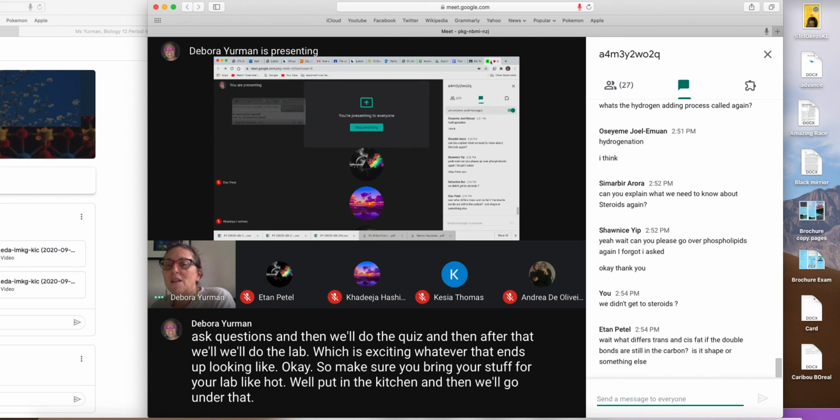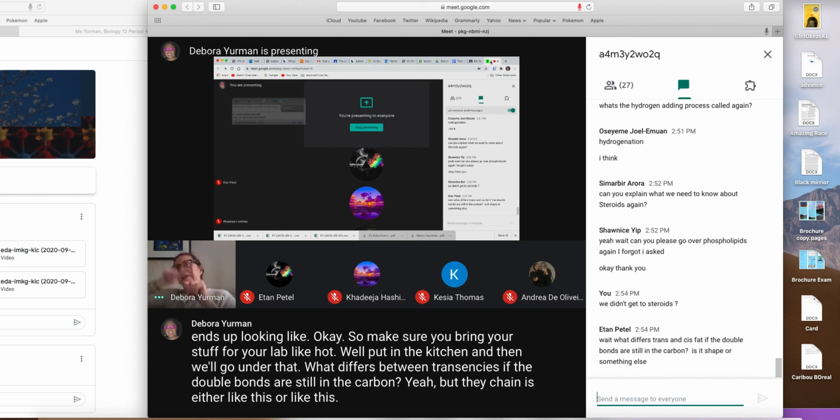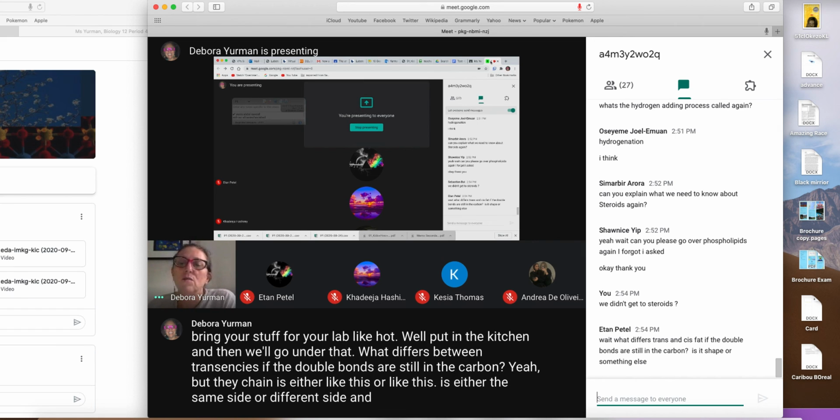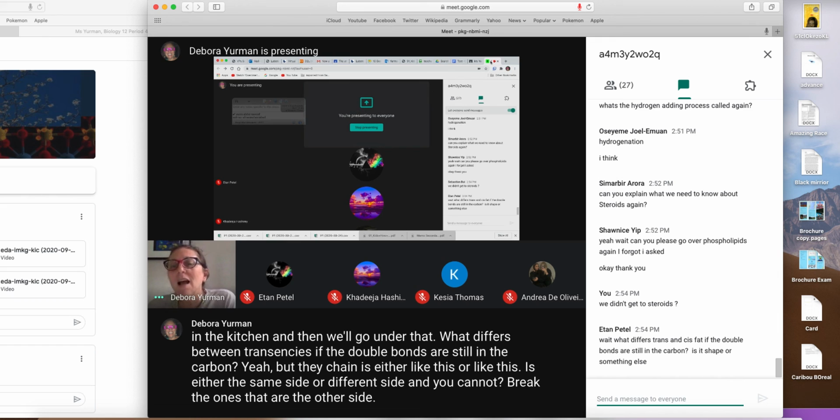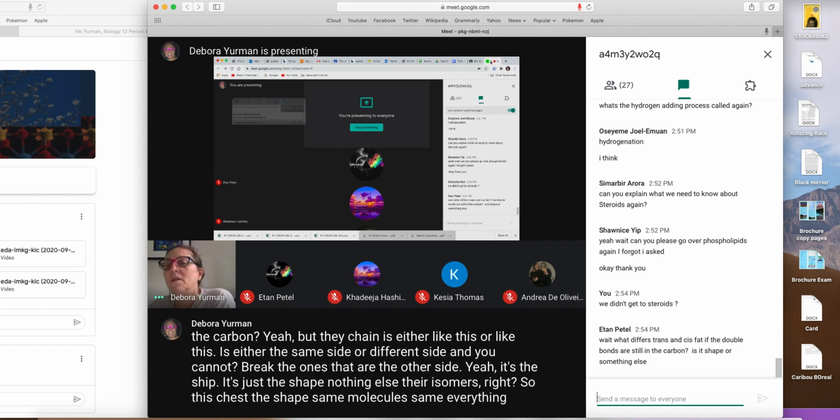What differs between trans and cis if the double bonds are still in the carbon? Yeah, but the chain is either like this or like this. It's either the same side or different side. And you cannot break the ones that are the other side. Yeah, it's the shape. It's just the shape, nothing else. They're isomers, right? So it's just the shape. Same molecule, same everything, just the shape.